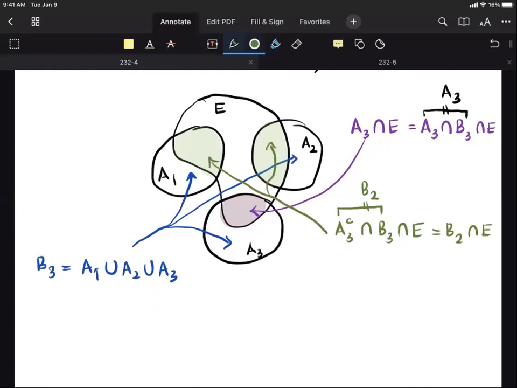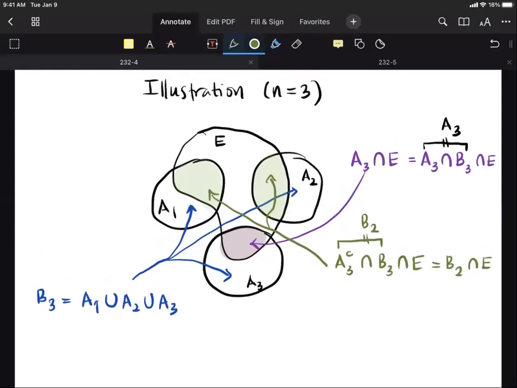Okay, so what is the significance of this example here? Take note that by definition, B3 is basically A1 union A2, so that's B2. So the significance is that if you look at these two terms here, you end up with B2 intersection E in the second case, and A3 intersection E in the first case.